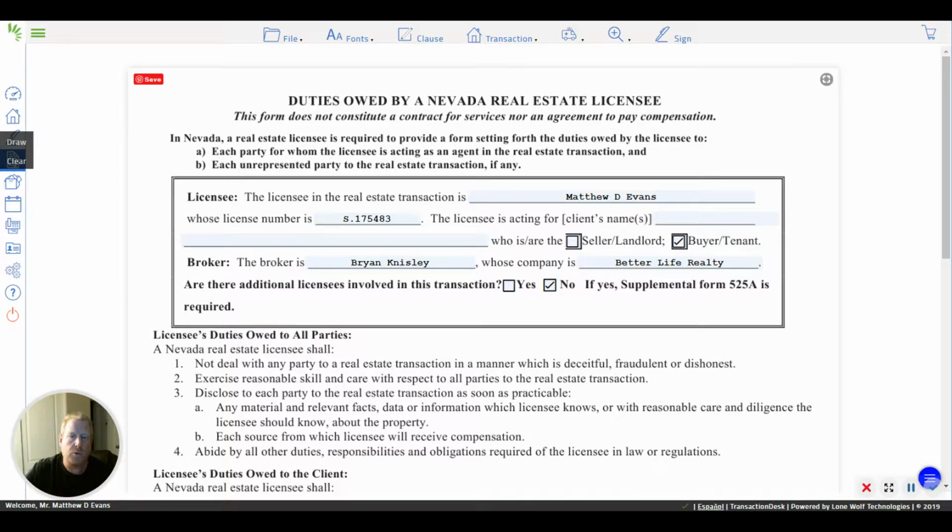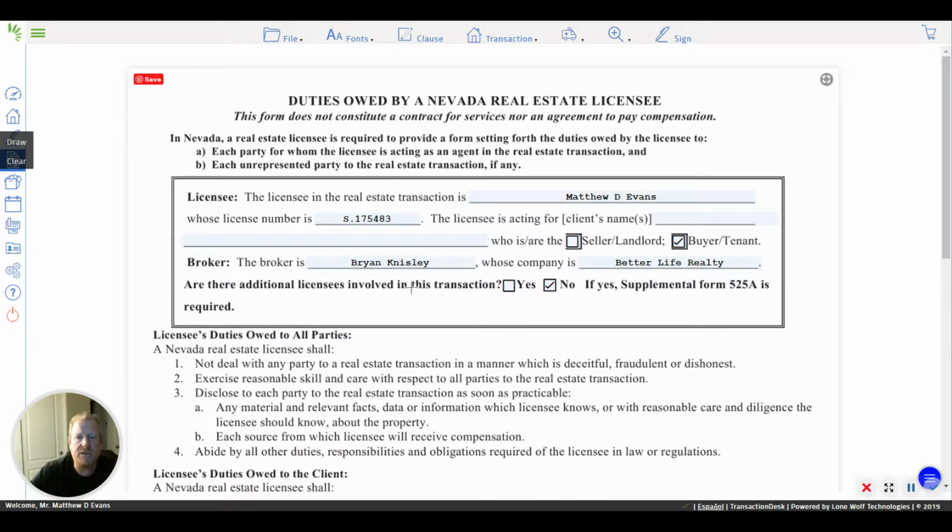This is a very important form and it creates the agency relationship and provides my clients the fiduciary responsibilities. Fiduciary responsibilities basically mean that I put your interests before my own. So let's go ahead and get into it.